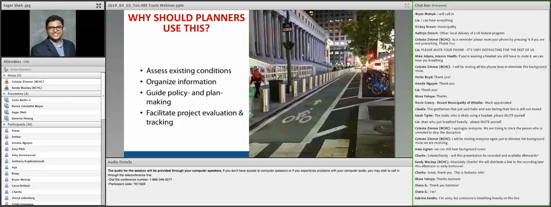So the question is, why should planners use this, right? First thing is to assess existing conditions. And I think a lot of the tools that Sami and others are part of in this project can be used to assess existing conditions. So this is another tool that you can use. It can also be used to organize information.